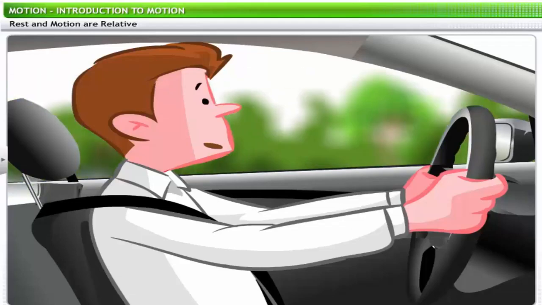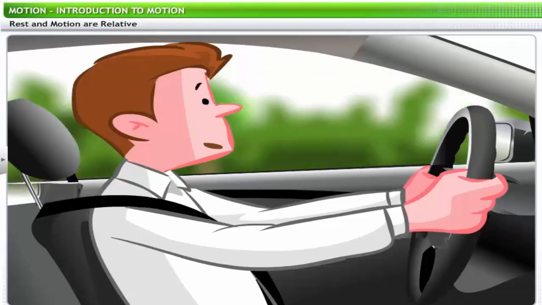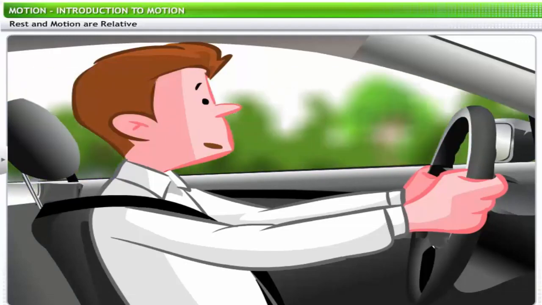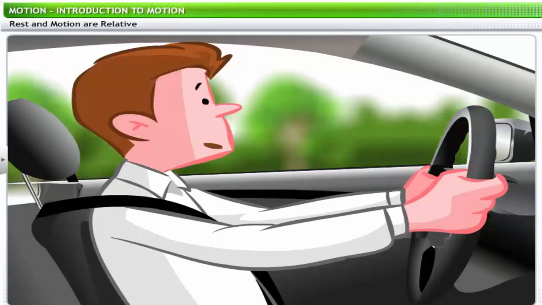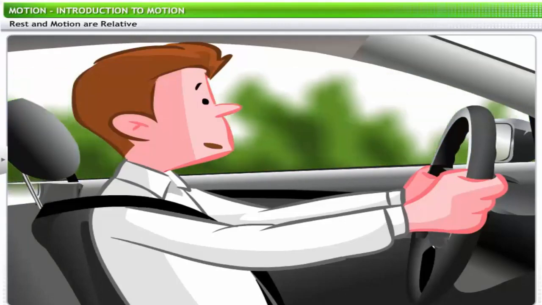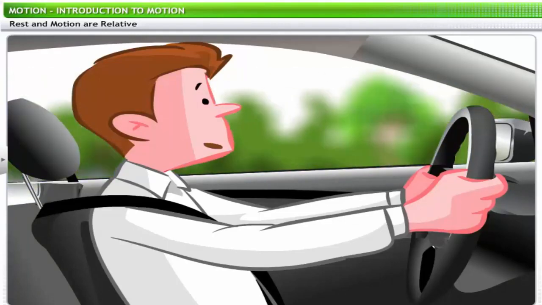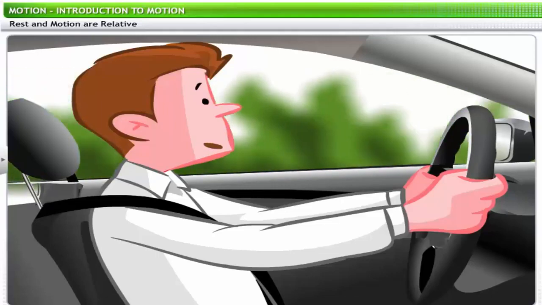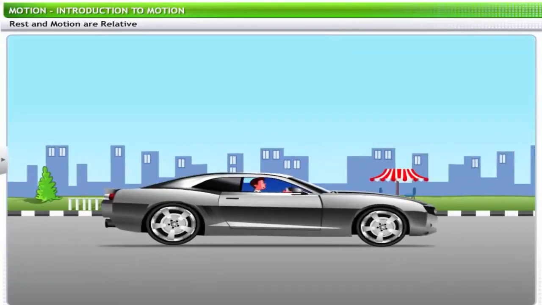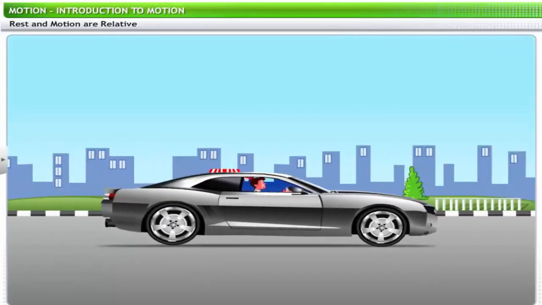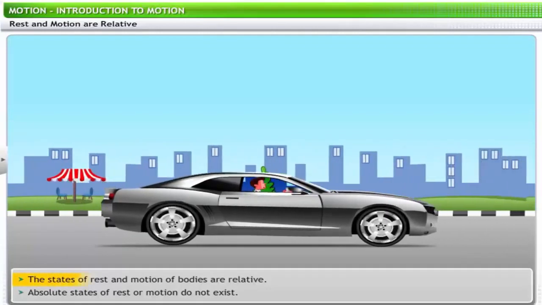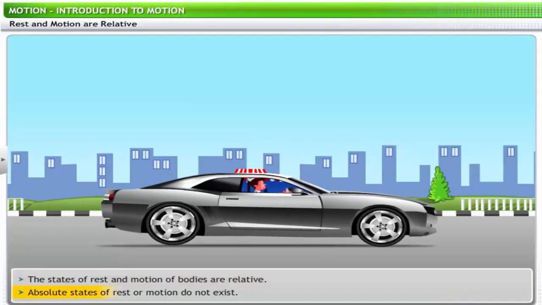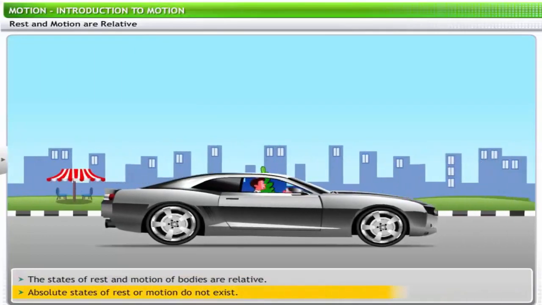What happens when we compare the state of two or more than two objects? For instance, let us consider the state of a car driver. Is he at rest or in motion? It is difficult to answer this question. This is because, with respect to the car, the driver is at rest. But with respect to the other things around, he is in motion. Thus, the states of rest and motion of bodies are relative. Absolute states of rest or motion do not exist.